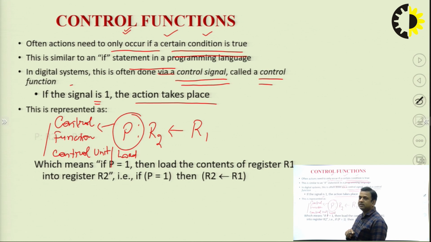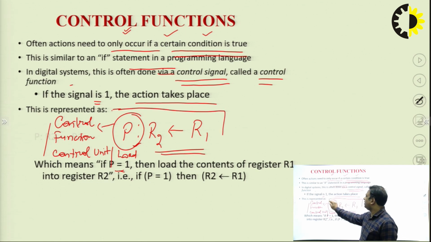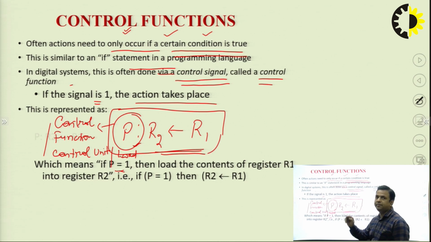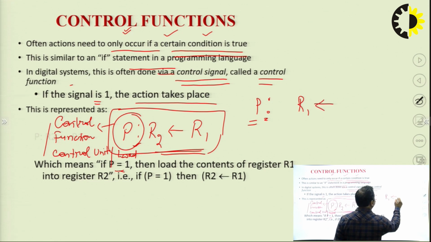This is my P, my actual logic circuit. This is my control function. Only this statement will happen if P equals 1. That means if it is true, only then this transfer will occur. So this is the way to write a register transfer language statement which has a control function. What does it mean? Control function, followed by a colon, followed by the register transfer, whatever the statement may be.